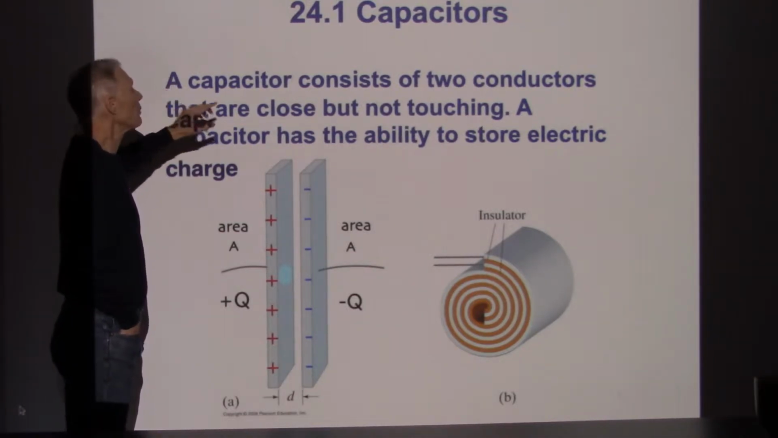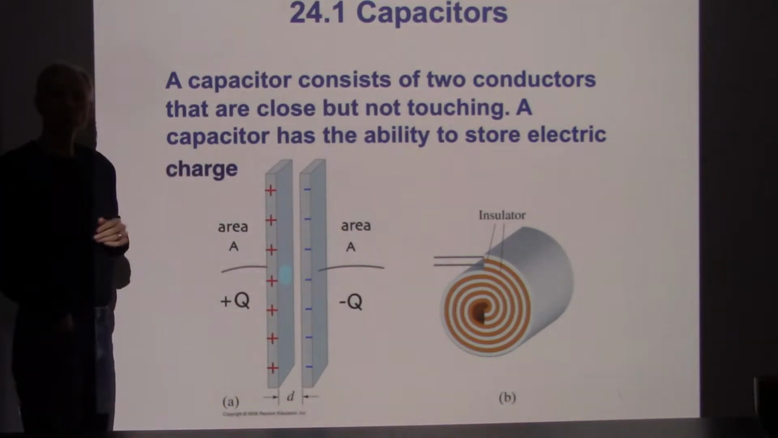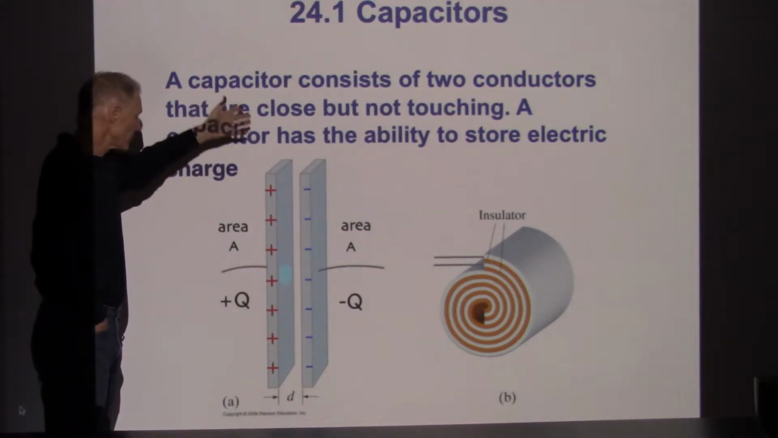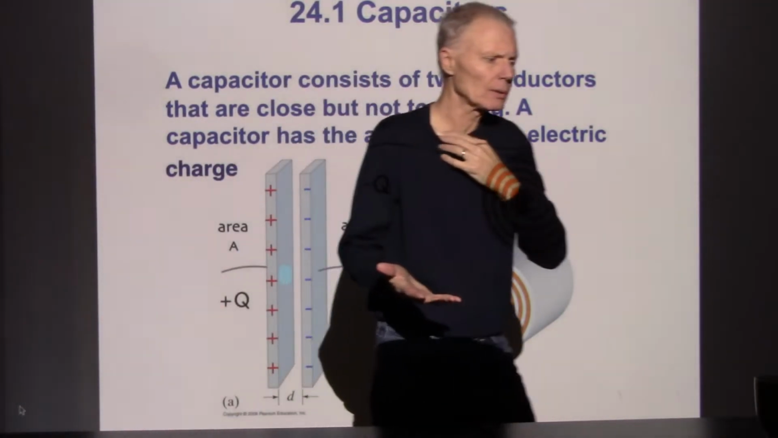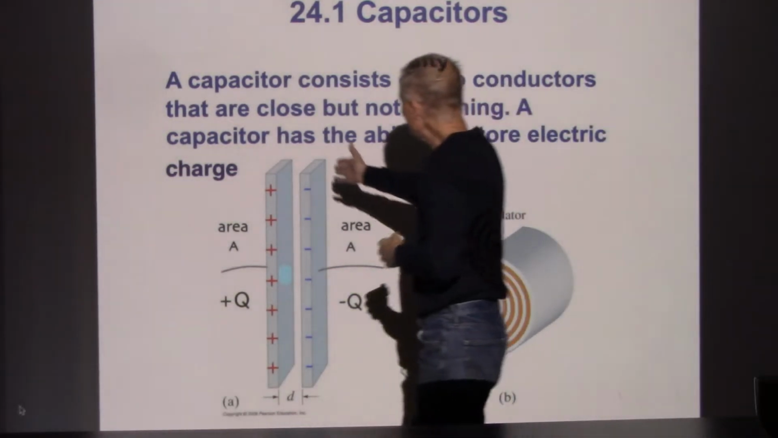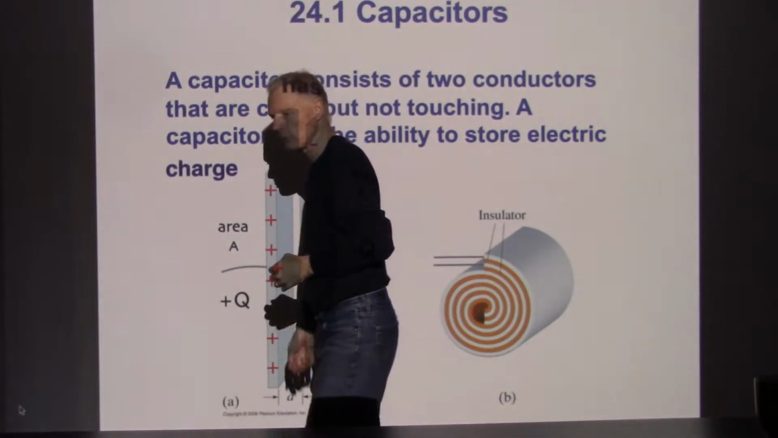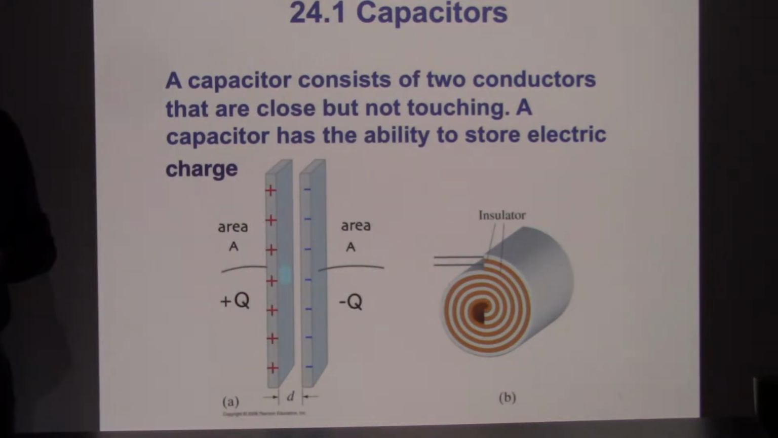It's pretty simple. It consists of 2 layers of conducting material, and they're not allowed to touch. Now in actual practical capacitors, the way that they're not allowed to touch is we put a layer of insulating material between them. But for right now, we're going to ignore that effect. We'll come back and talk about the effect of the insulating material.